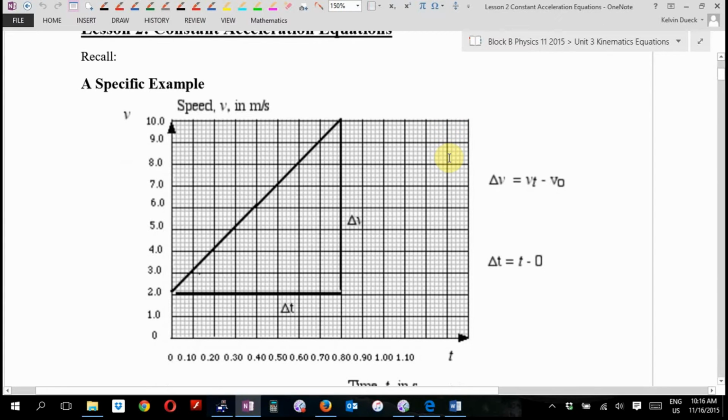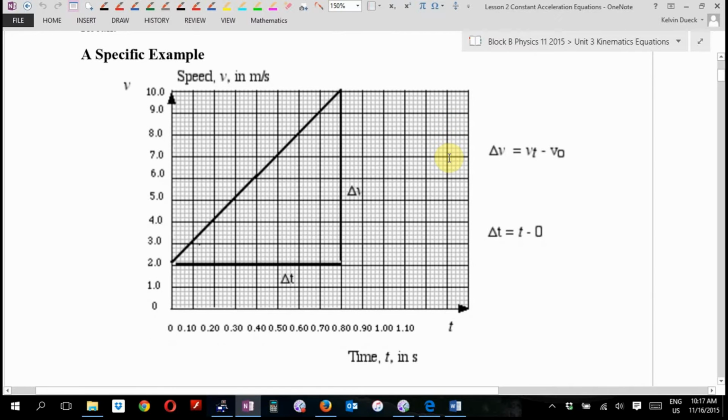Here's a graph. What kind of a graph is this? You want to be with me? You're not looking at your phone or anything foolish like that, right? Put it away. What kind of a graph is this? What's on the y-axis? V. What's on the x-axis? T. I gave you all a lesson, right? You have it in front of you. What kind of a graph is this?